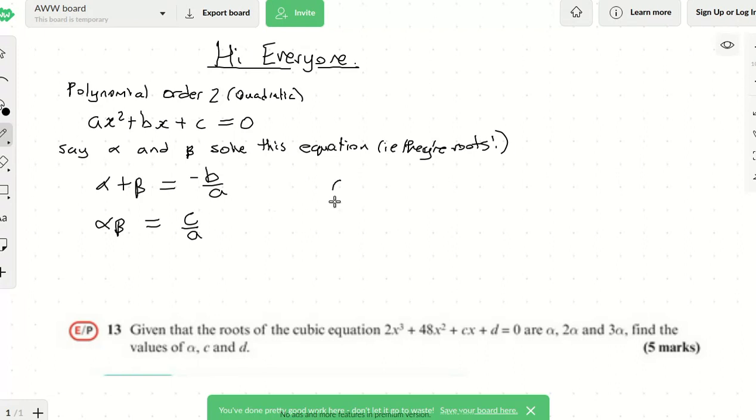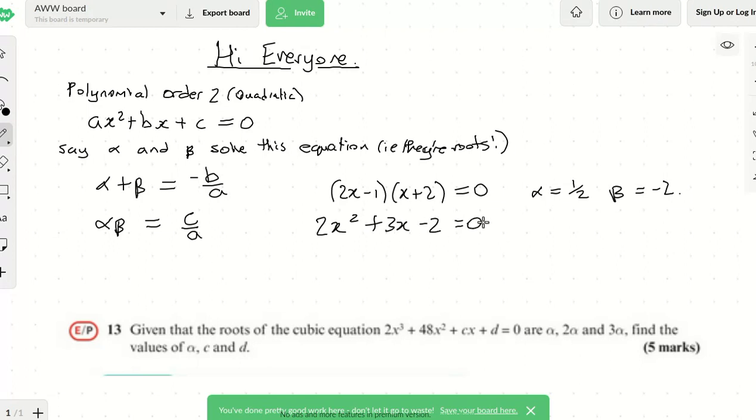Just to quickly show you, I'd like to demonstrate that this actually works. Let's take an equation like 2x minus 1 times x plus 2 equals 0. Clearly the roots are alpha is a half, if you like, and beta is minus 2, yeah? If I multiplied that out, I would get 2x squared minus x plus 4x, well, that's plus 3x, and then minus 2 equals 0.